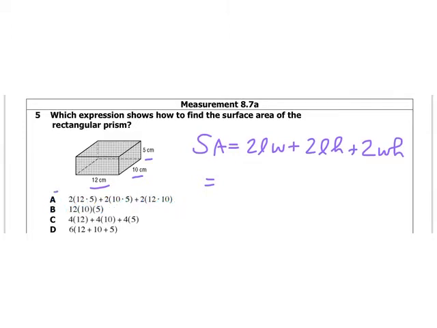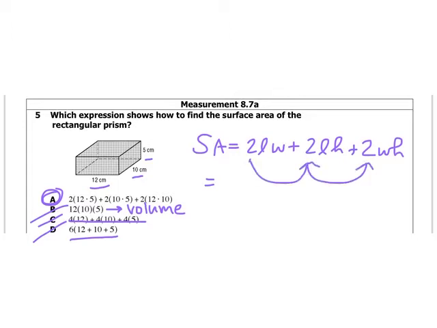Now if you look, only one of these even shows you that setup. So that's probably your correct answer. What would this one be? That would be the one used to find volume, not surface area. This one is just plain wrong, and I don't know what they're trying to do with D. Not sure where, oh, I see where the 6 came from. They added these three things together. But that's not three of the same thing. L W, L H, and W H are not the same. What a silly question. Moving on.